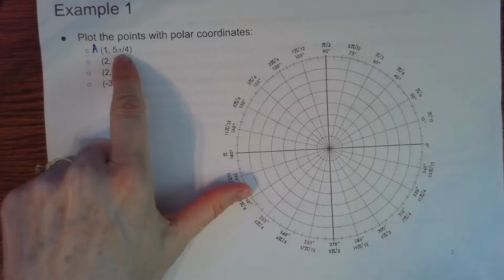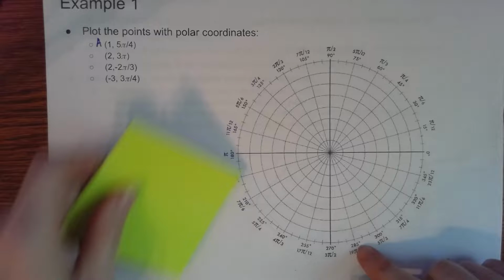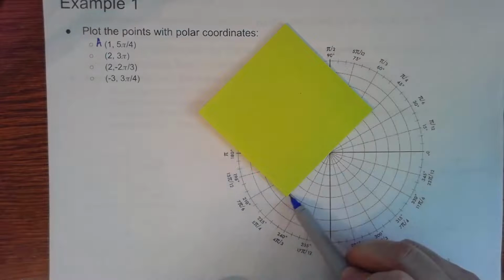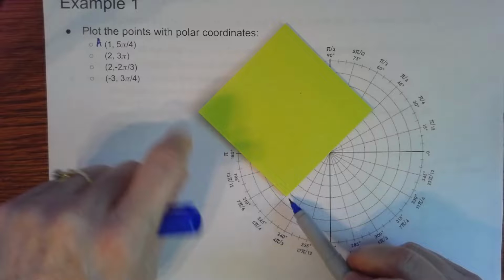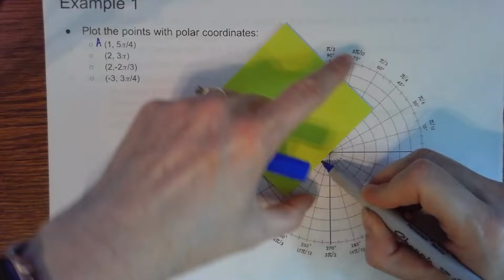It's easy to start with the angle first. So I would look on my polar plane for the angle 5 pi over 4. Okay, so 5 pi over 4 is right here. I'll just use this for my straight edge. From the origin I go in this direction towards my marking of 5 pi over 4. That's my terminal edge. So I'm going to go along that terminal edge 1 unit from the origin. The circles out here show me 1 unit, 2 units, 3 units, 4 units out from the origin. So here, and there's my point A.